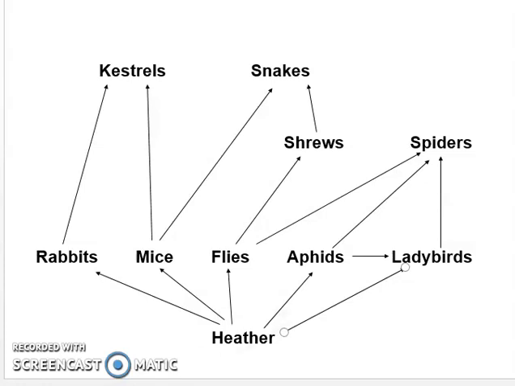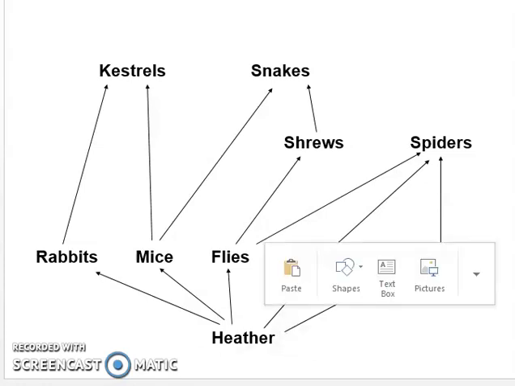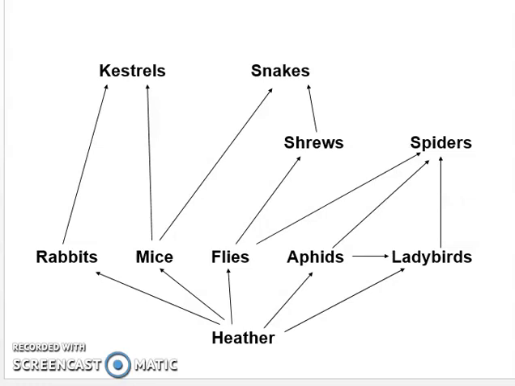So heather is the first trophic level. There's the producer. And then we've got the next level, rabbits. That's our next trophic level, and so on and so forth.